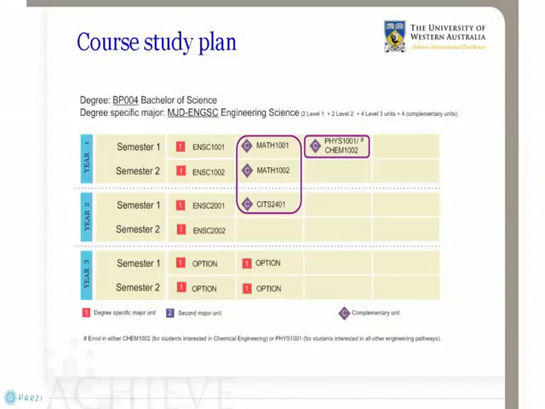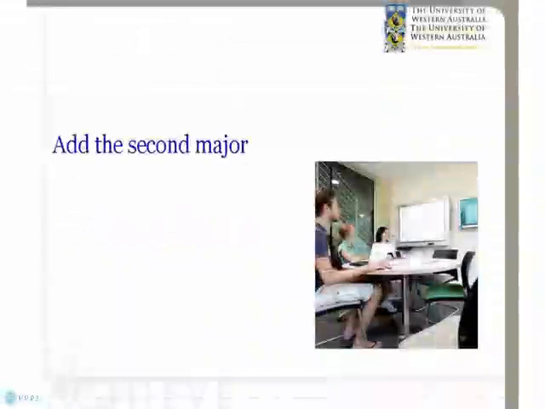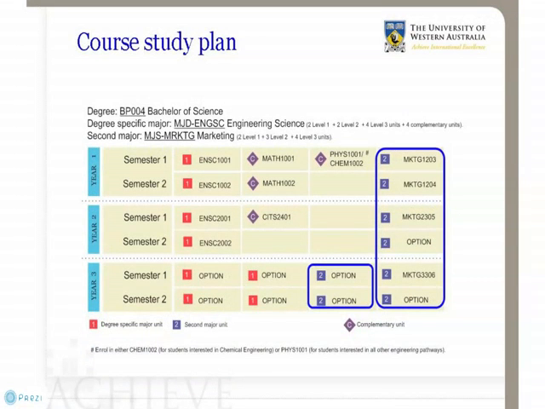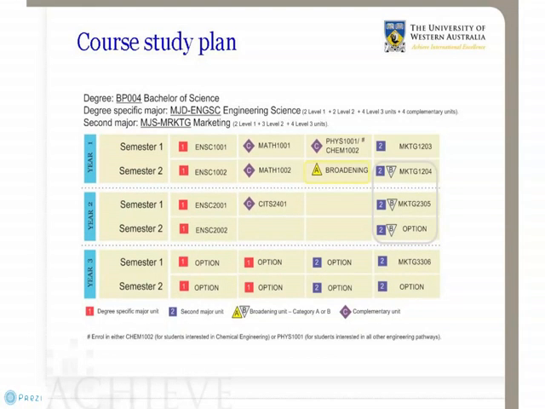Okay. So now we're going to add the second major, marketing. Again, marketing has 4 core units and 4 option units. Do we need to add complementary units for marketing? No, because marketing is a second major. But I think we do need to add some broadening units. Well, usually yes, although in this example we've already added the broadening units. Oh, because marketing is not a major in the Bachelor of Science.